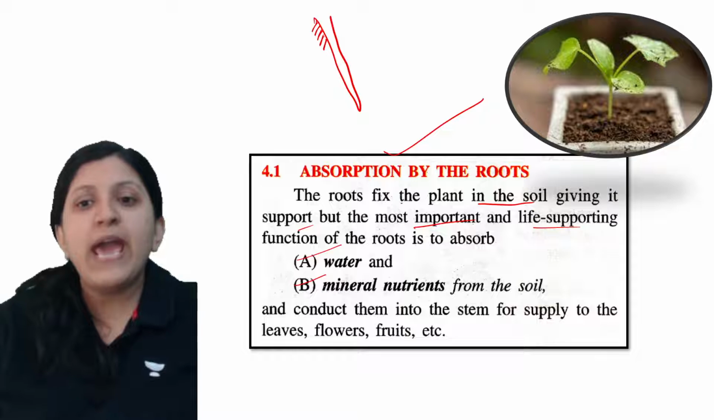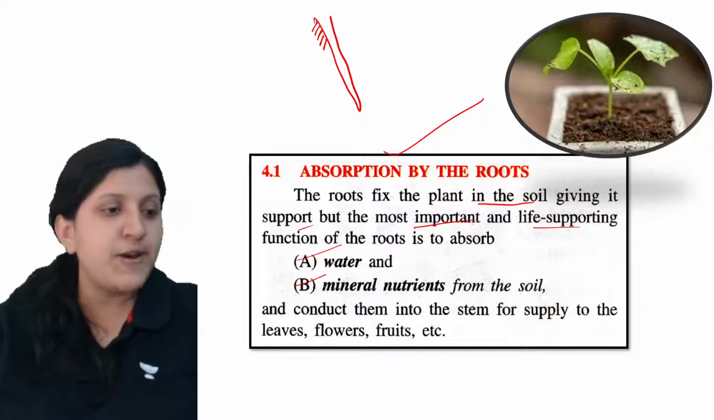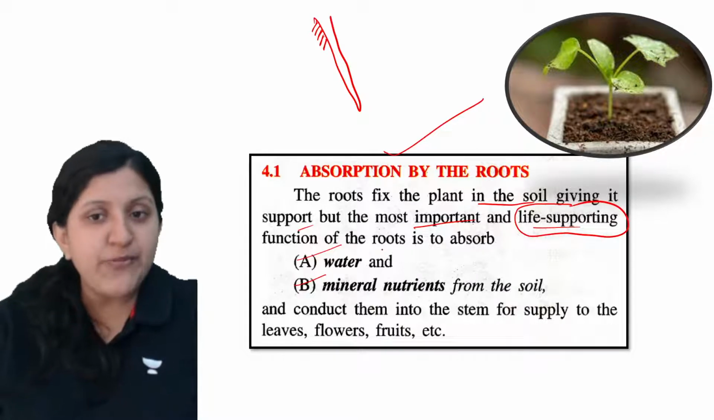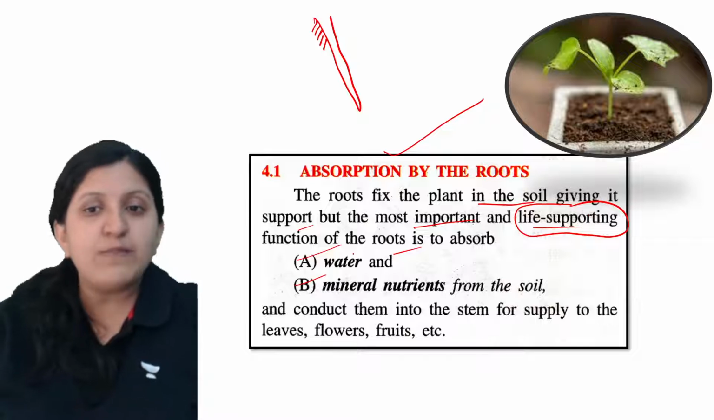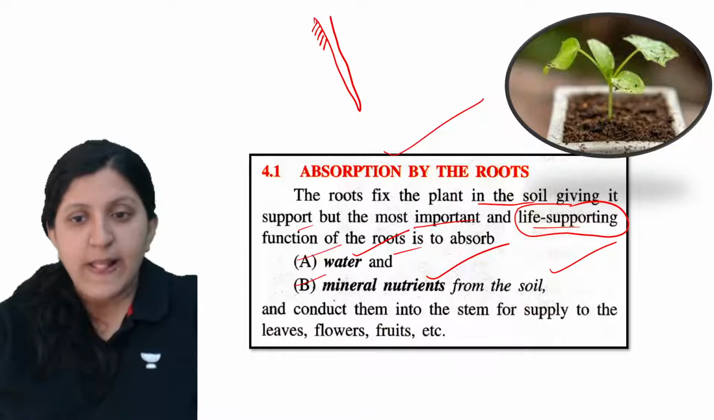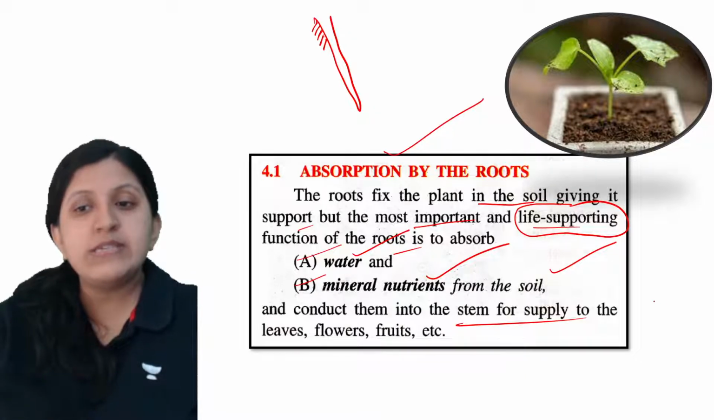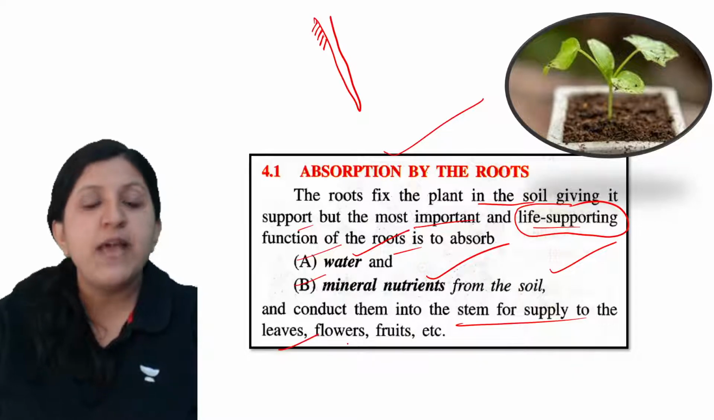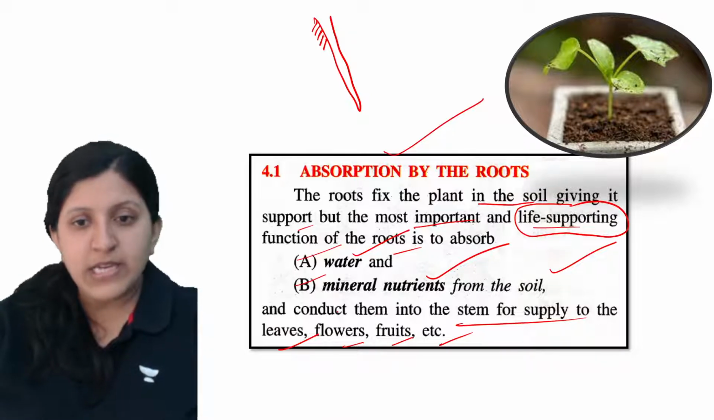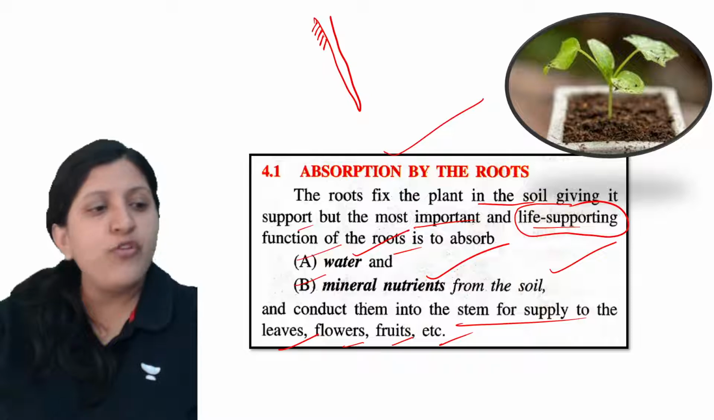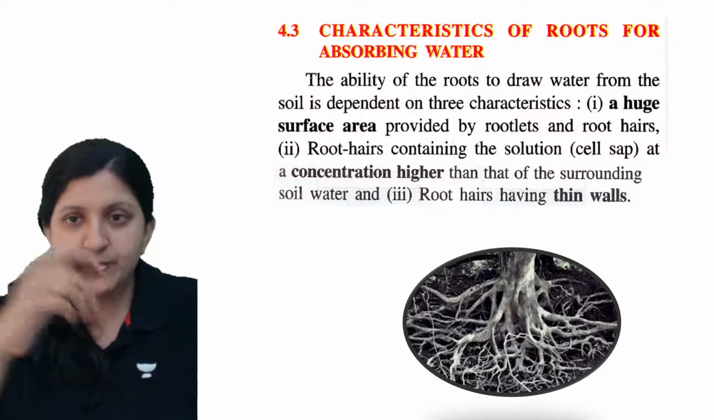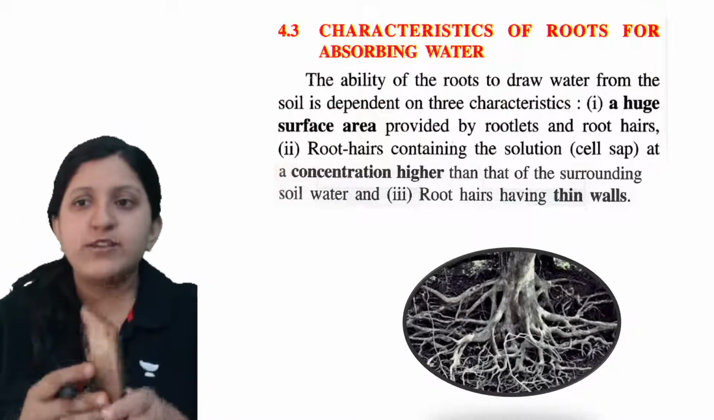So the root is going to fix the plant in the soil, and it also does the major function, the life supporting function of root, that is to absorb water and mineral elements, or basically the mineral nutrients, from the soil, and to conduct them into the stem, to supply them to the leaves, the flowers, the fruits. You can see many different functions being done here. The supply of this water and mineral is done to all the different parts of the plant body. So let's have a look at the characteristics of root hair.